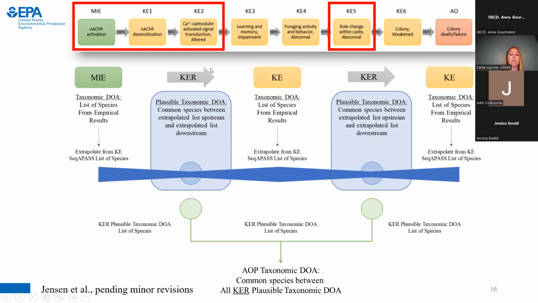specifically being able to narrow that down to the biologically plausible taxonomic domain of applicability at the key event relationship level, and then across the entire adverse outcome pathway framework as we narrow down to the overlapping species amongst the key event relationships. We can then define the overall taxonomic domain of applicability for AOPs by determining those species that are in common across all key event relationships. And so this is a paper that will be coming out over the summer.